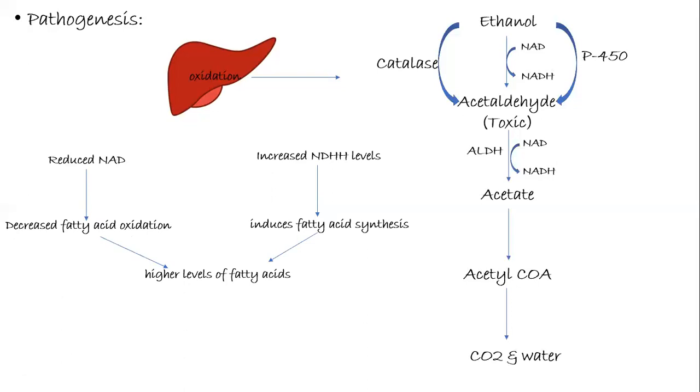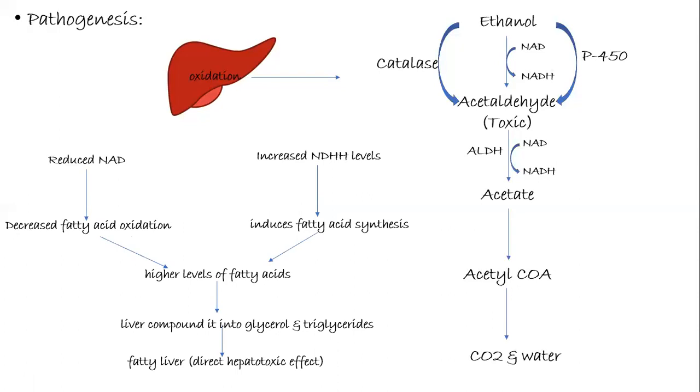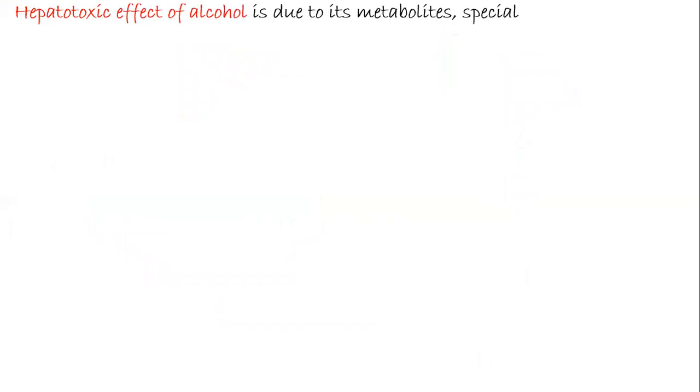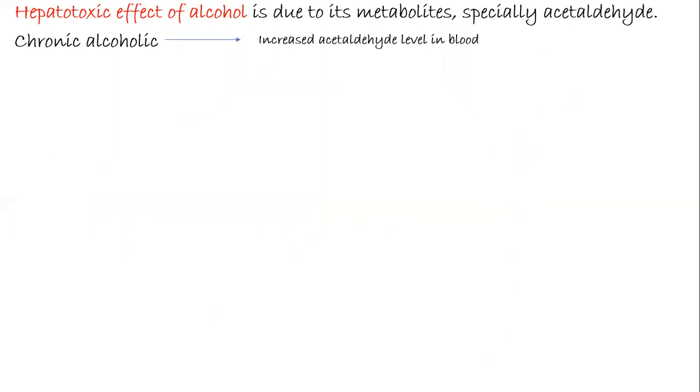So the liver is responsible for compounding these increased fatty acids into glycerol and triglycerides. Once they start to get deposited in the hepatocytes, they cause fatty liver, which has a direct hepatotoxic effect. Now, what is the ultimate effect of this hepatotoxic effect of alcohol? It is mostly due to its metabolites, especially acetaldehyde. As I told you, it is highly toxic. In chronic alcoholic patients, there is an increased acetaldehyde level in the blood.